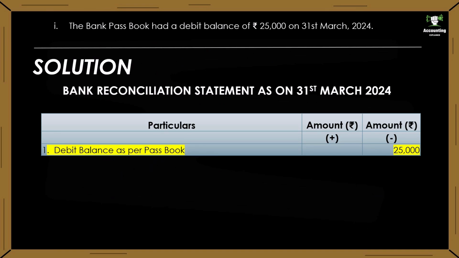We are going to take one transaction at a time and solve the problem. So the first point in the question was the bank passbook had a debit balance of rupees 25,000 as on 31st March 2024. Debit balance means OD balance, that is, overdraft balance. So we will open a bank reconciliation statement as on 31st March 2024. The columns here are particulars, amount, addition column, amount, minus column. First is debit balance as per passbook in the particulars column, and under the deductions column we are going to write 25,000 as it is a debit balance. Overdraft balance means minus 25,000. That is why we are writing it under the deductions column.